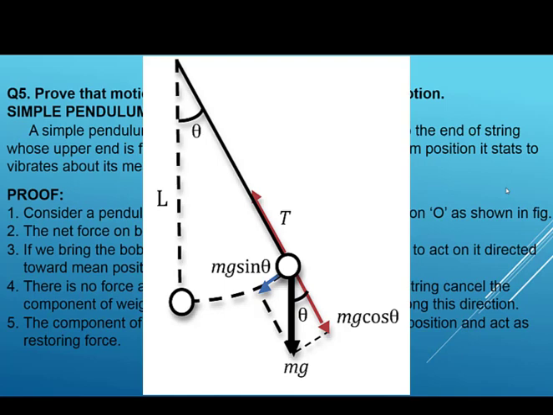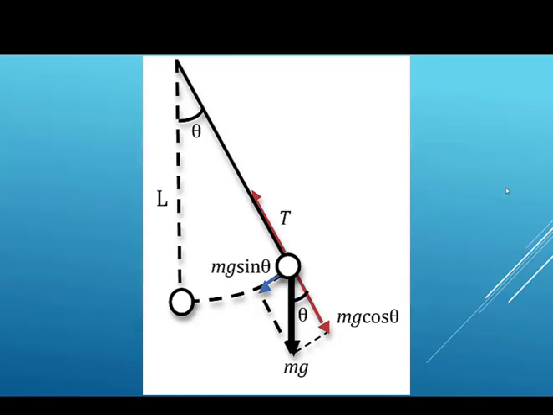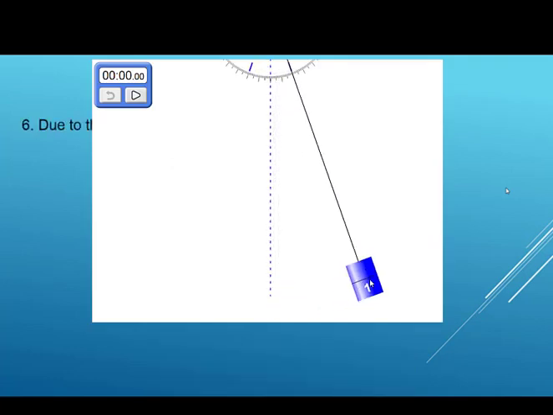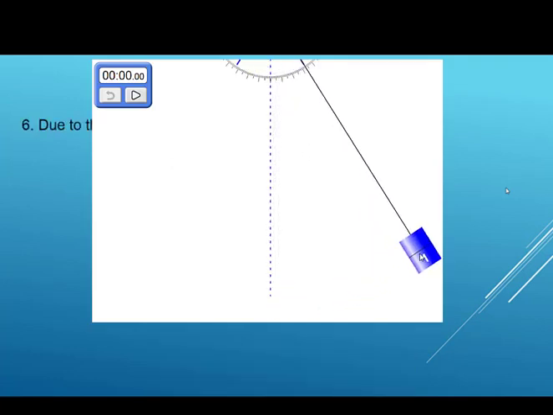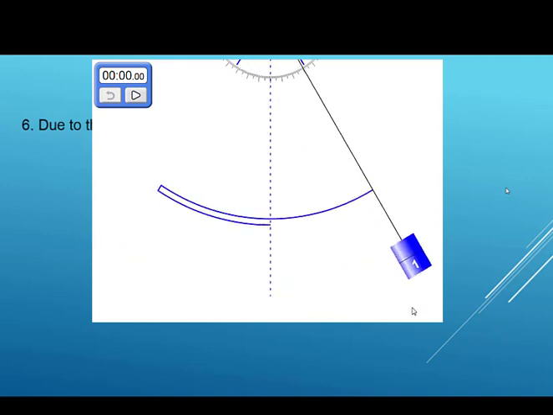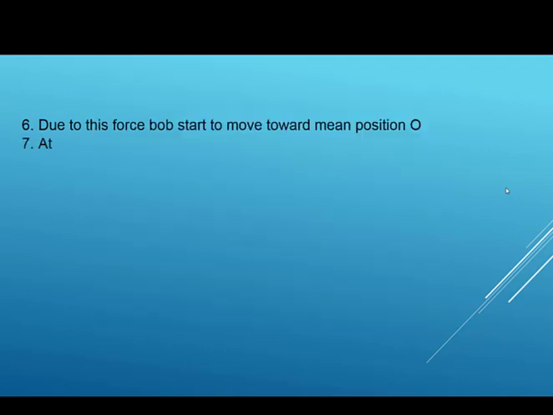This component is forcing the mass of the bob to come to its equilibrium position, and that is why we can say that this is the restoring force that is required in any simple harmonic motion, satisfying the second condition, that it is directed toward the mean position. Now due to this force, what will happen? The bob starts to move towards the mean position O. It will definitely go to the position O. But is it going to stop there?